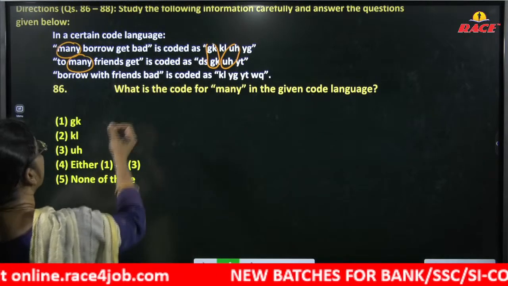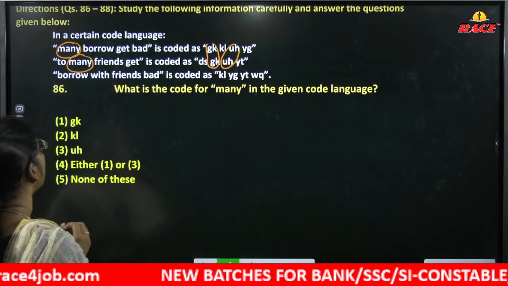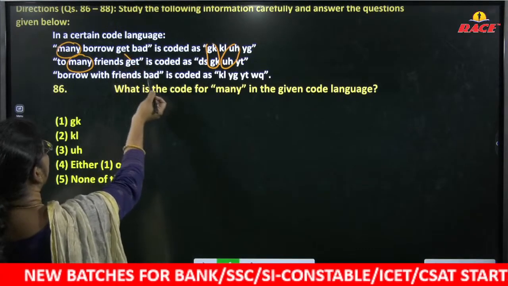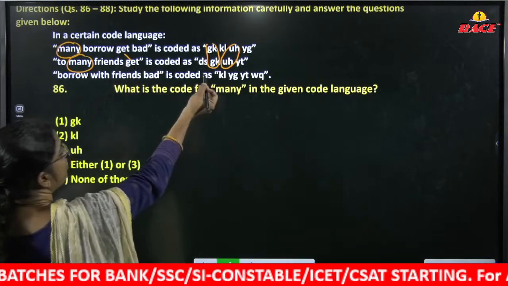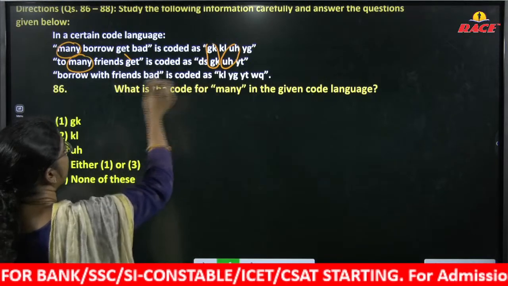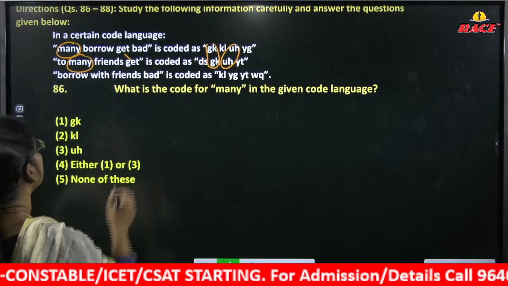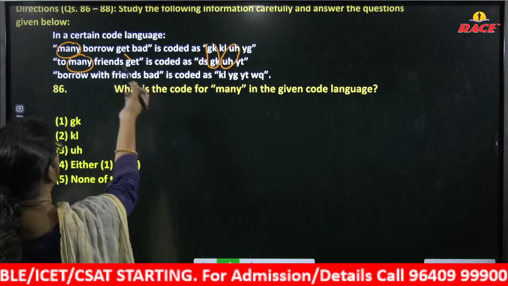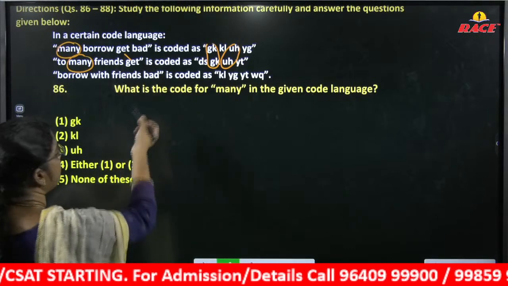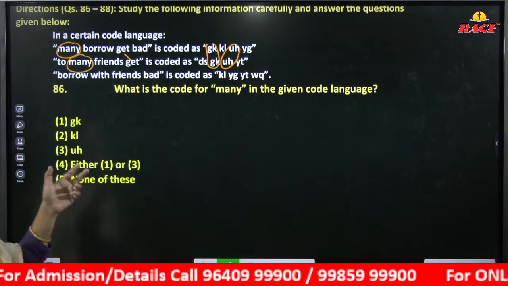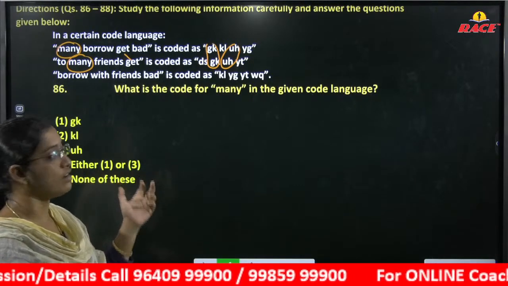Are any other common words there? Simply find out any other common words. Yes, get is also a common word. That means one code is related to many, the other code is related to get. But we have to find the exact code of many. Here many and get are not present in the third line, so it is not possible to find the exact code of many. So we get two possibilities for many, GK or UH.